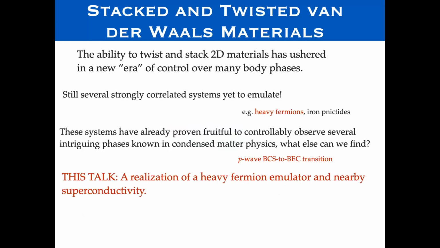So today, as I've told you, we're going to talk about heavy fermions, but we're also going to find that by just enlarging this model, taking into account the next nearest neighbor interaction, which is quite large in the material, we can find ways to realize this p-wave BCS topological phase transition.